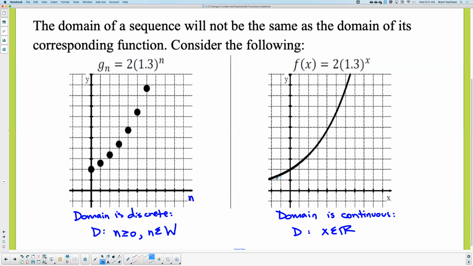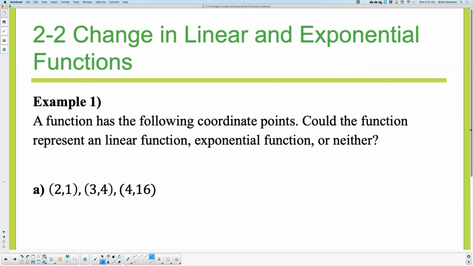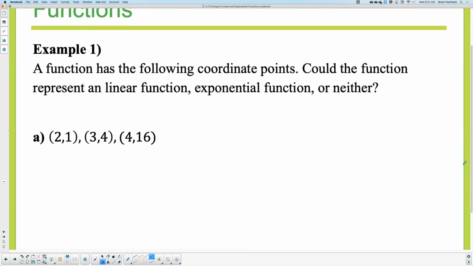Whereas a function's domain is all reals typically, most often. All right, let's look at example 1 here. It says a function has the following coordinate points. Could the function represent a linear function, exponential, or neither?